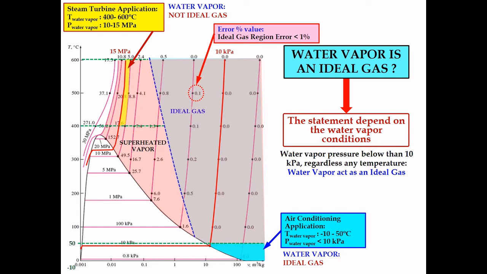So that's why whether the water vapor is an ideal gas or not actually depends on the water vapor condition. So we have two conditions here. Okay, so that is the answer for the question if somebody asks whether the water vapor is an ideal gas or not. Okay, now about the compressibility factor.